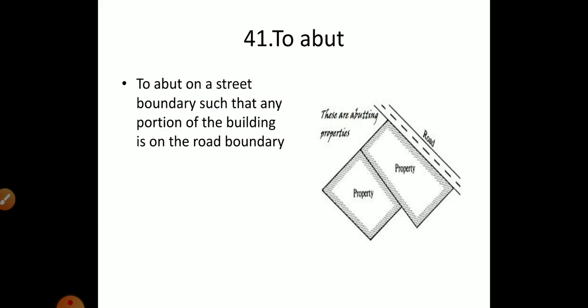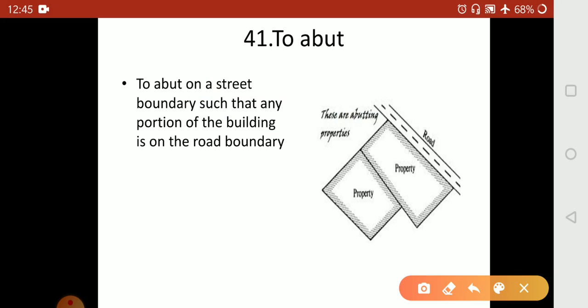The next part is to abut. So what is to abut? To abut means it is on a street boundary, such that any portion of the building is on the road boundary. You can see here, this is the property of the building. This is the road boundary and this building property is on the road boundary. That is called to abut.